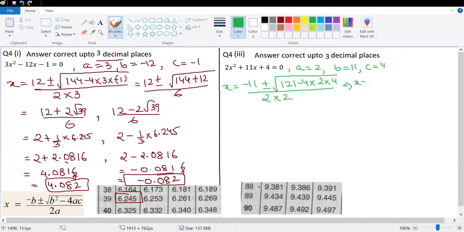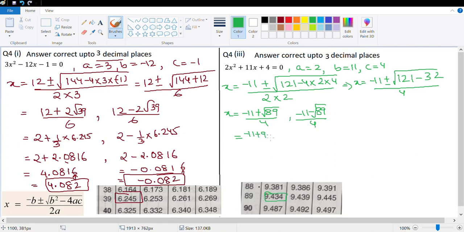This is equal to x is equal to negative 11 plus minus square root of 121 minus 4 into 2 into 4, 8 into 4, 32, upon 2a, which is 4. So x is equal to negative 11 plus root 89 upon 4, or negative 11 minus root 89 upon 4. Root 89 is 9.434. So negative 11 plus 9.434 upon 4, or negative 11 minus 9.434 upon 4.